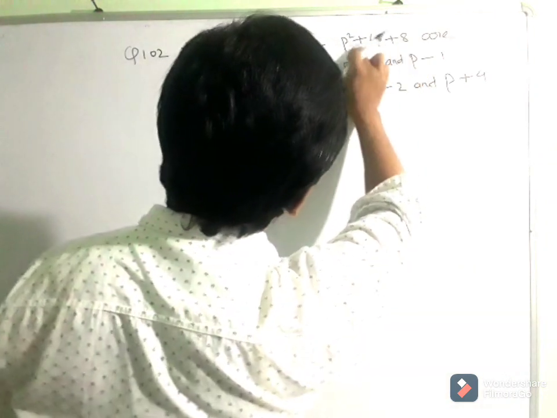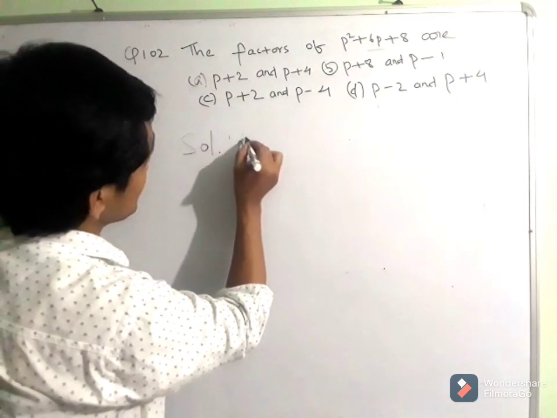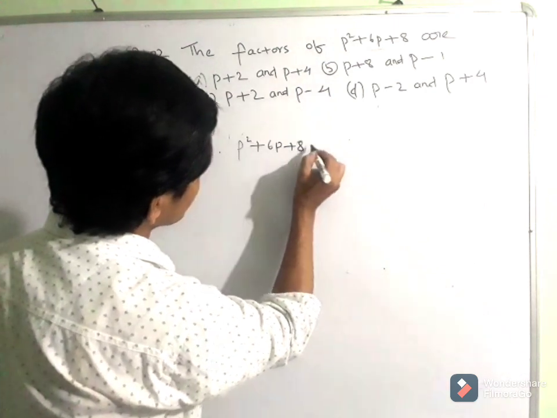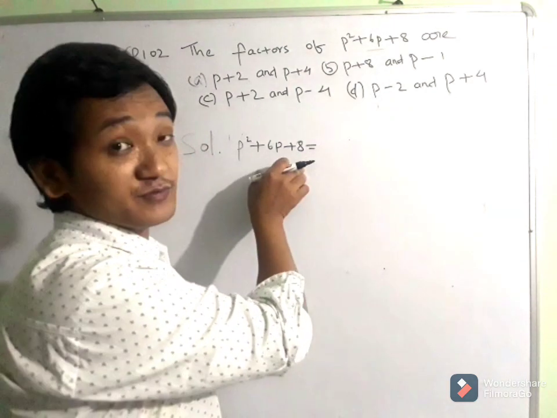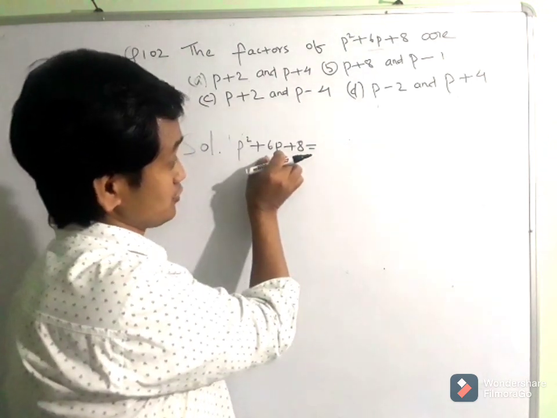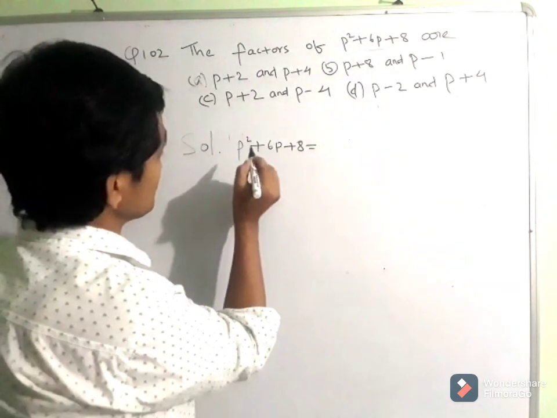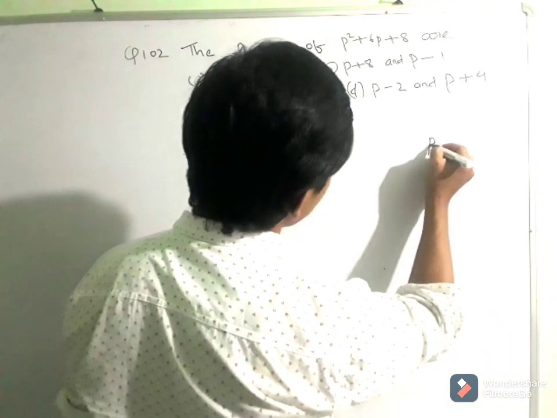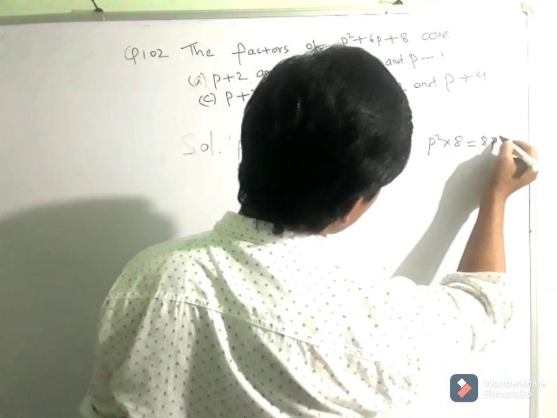So what do we have to do? We have to write the solution: p square plus 6p plus 8. In this problem, we have to go for splitting the middle term. We have to split this number into two numbers. First of all, we have to multiply this and this. What will we get? P square into 8, obviously 8p square.